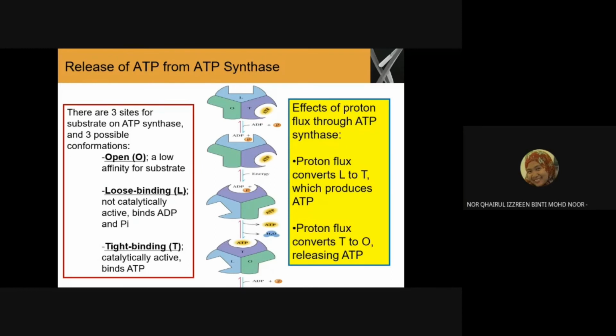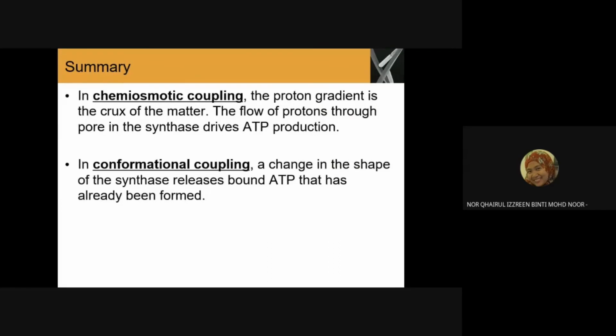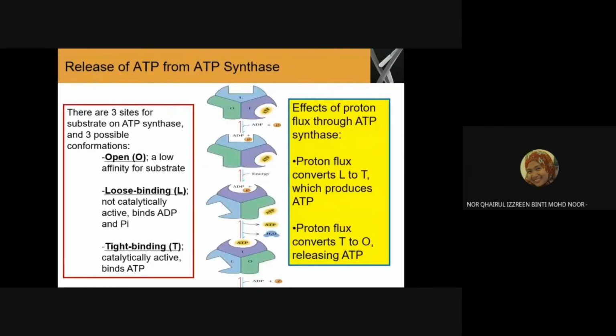So the effect of proton flux through ATP synthase: proton flux converts the L site to the T site, which produces ATP, and proton flux also converts T to the O site, which releases the ATP. Whenever they are in O form, it can release the ATP. If there's no O form conformation, ATP will stick and bind to the ATP synthase without being released. So in osmotic coupling, the proton gradient is the crux of the method, the flow of protons that drives the synthase and ATP production. But in conformational coupling, it is a change in the shape of the synthase that binds ATP, just like this one. This is the conformation change of ATP synthase.